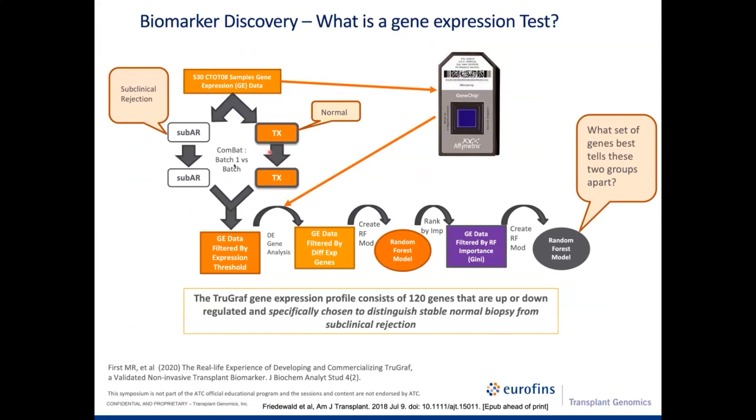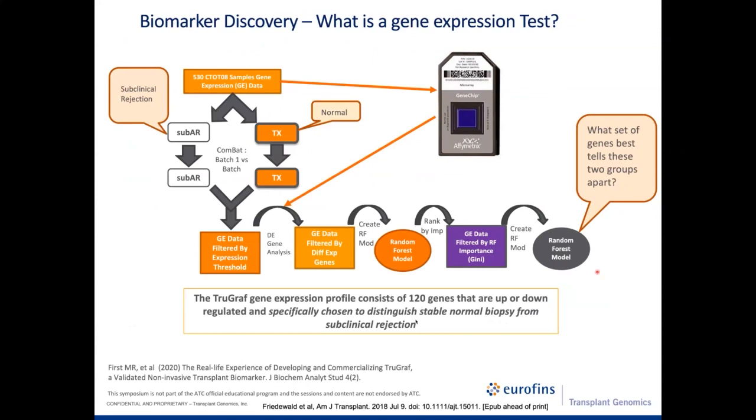And we took these two groups and looked at their blood and ran a gene expression profile using an Affymetrix gene chip. And we come up with a bunch of genes that can be put through this bioinformatics pathway shown here. And we created what's called a random forest model. And what that does is it asks the question, what are the set of genes that best tell these two groups apart, for a very specific reason.